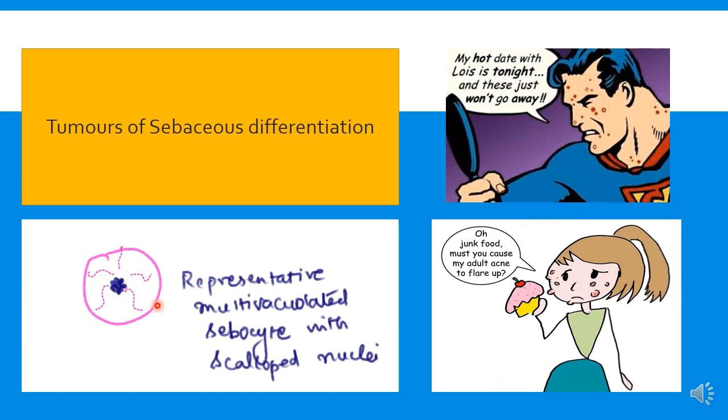So when you approach a basaloid tumor, if you suspect it to be of sebaceous differentiation, look for these sebocytes. These sebocytes are present in varying numbers in sebaceous tumors. So the presence is a pointer towards sebaceous differentiation. The risk factors for sebaceous tumors are ultraviolet radiation, radiotherapy, immunosuppression, HIV, and human papilloma virus.